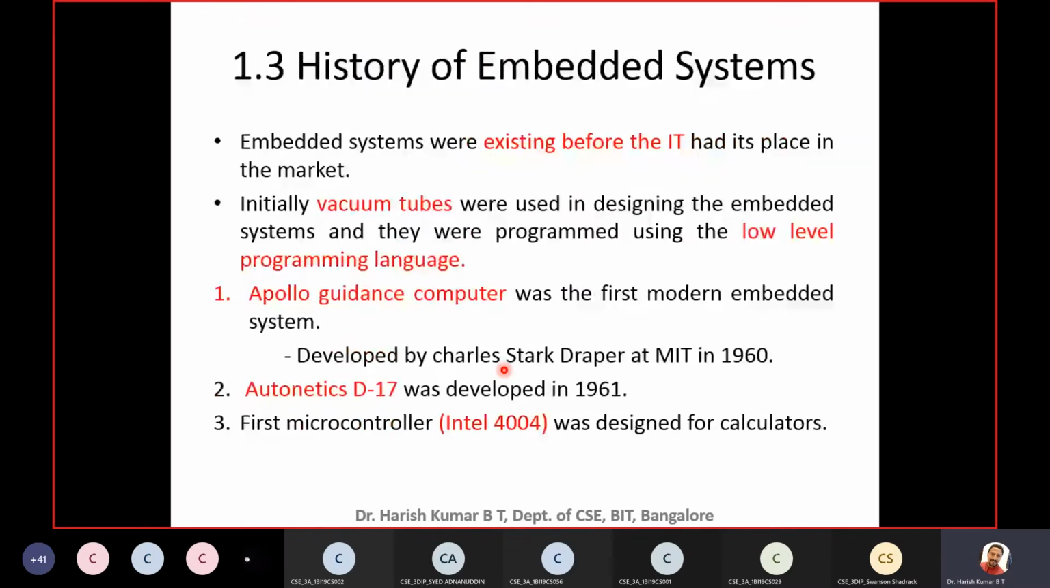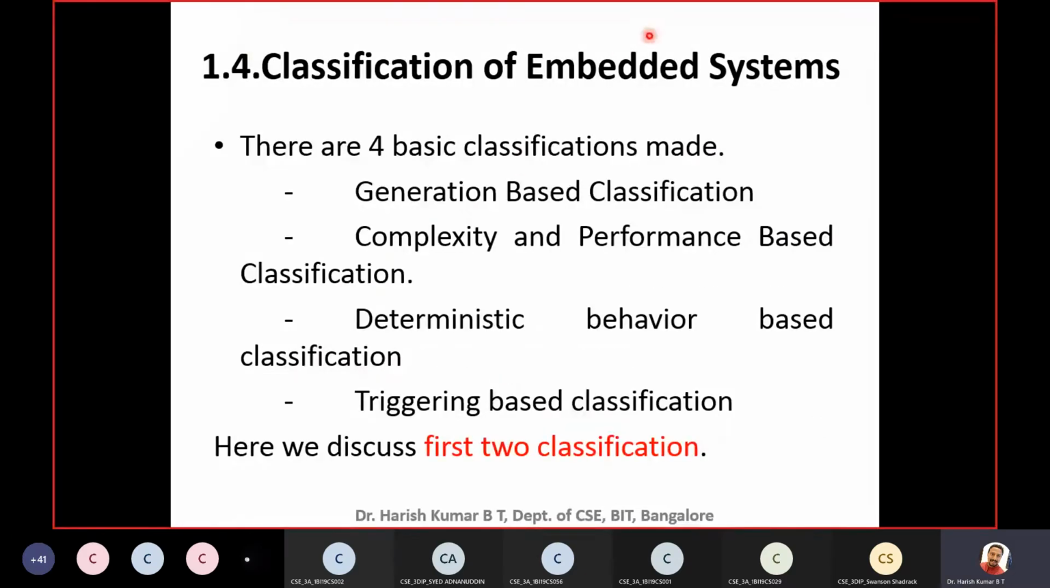Next, with the understanding of a very brief history, we move to the classification of embedded systems. How are embedded systems classified? They are classified by four basic classifications. One is classifying the embedded system based on their generations. Even computer systems after 1945 till now are grouped into various generations: first generation, second generation, third generation, fourth generation, fifth generation computers, something like this.